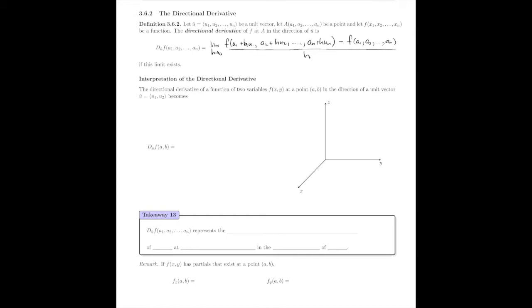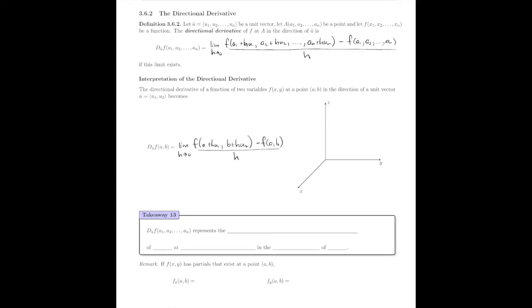So what is the interpretation of this directional derivative? To get a better handle on that, we're going to look at a function of two variables, f(x, y), at a point (a, b) in the direction of a unit vector û = (u1, u2), very important that it's a unit vector. So the definition of the directional derivative in this case becomes the limit as h goes to 0 of f(a + h u1, b + h u2) minus f(a, b), over h.